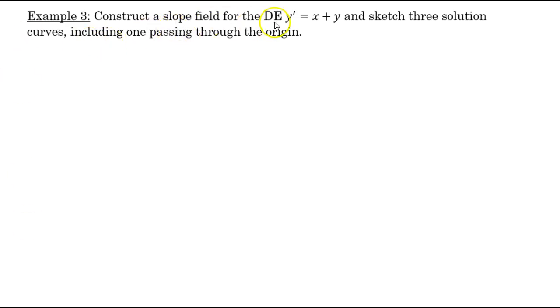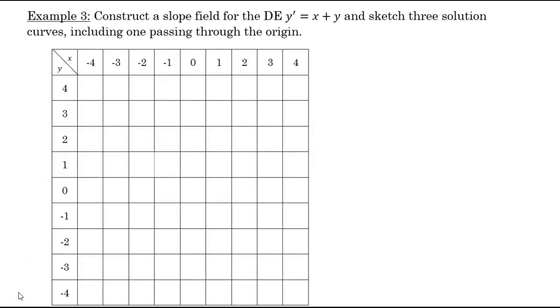So in this example here, we're asked to construct a slope field for this differential equation, and then to sketch some solution curves that are particular solutions, including one of them that passes through the origin. The other two, we can draw them wherever we like. So the first thing we do is we draw up a table of slopes. Like a table of values, but instead of just x and y, I need a variety of values of x and a variety of values of y.